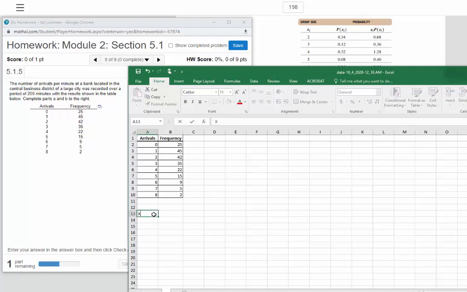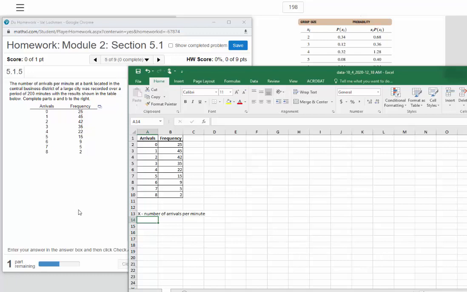We have a variable x, that's a typical notation for a discrete random variable. In our case, this represents the number of arrivals per minute, and the values that it takes in this case are 0 through 8. So let's just pick one of the values and try to interpret it. 3 and 35, what does that mean? It means that there were 35 minutes when, within that minute, 3 people showed up at the bank, right? And then there were 22 times when we had 4 people show up within 1 minute.